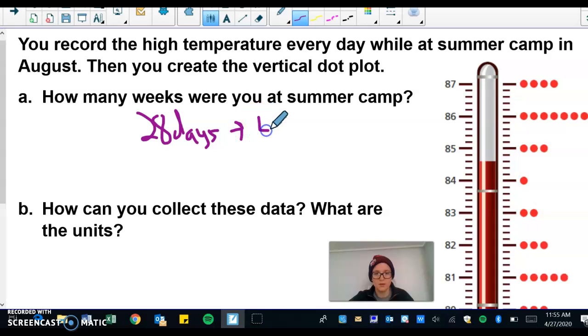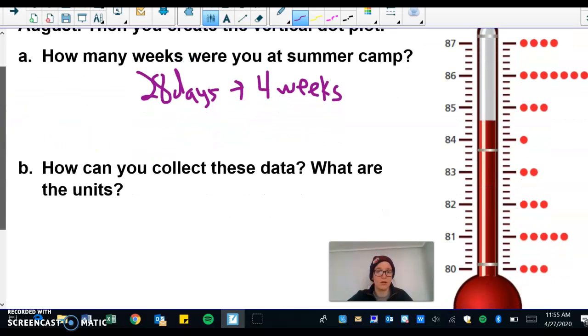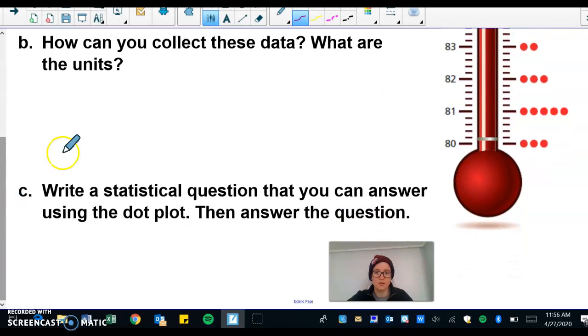Should really just type this. There you go. And then how can you collect this? What are your units? So you can collect this using a thermometer. Nowadays you could probably collect it using weather.com, Google, Siri, Alexa, whatever internet resource that you use. And then what are the units? So it'd be Fahrenheit.